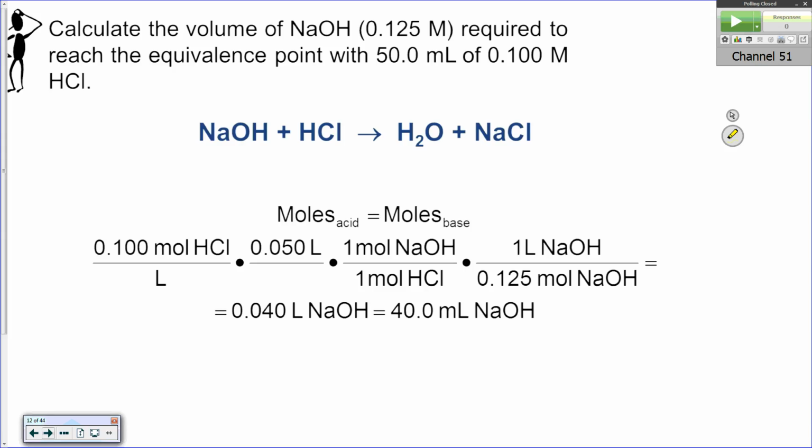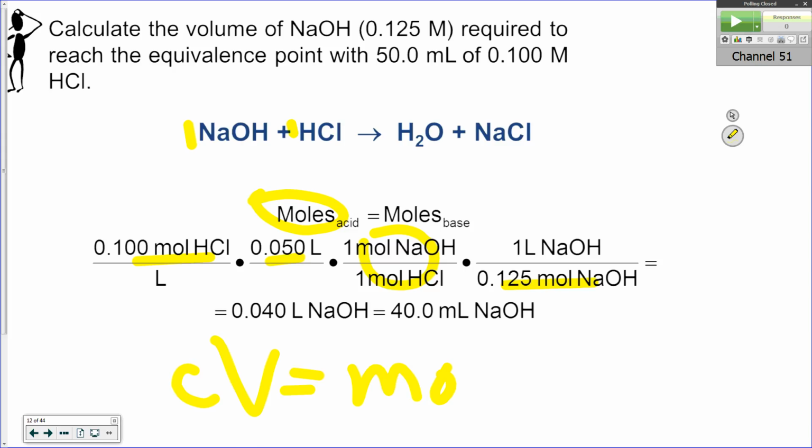The thing I encourage you to do is to use factor analysis. Volume and concentration equals moles. Use the stoichiometric relationship of the reaction to get to the moles of the reagent, and then you can get to volume of the reagent. Basically, you're solving CV equals moles. Concentration times volume equals moles. That goes a long way in solving these calculations.